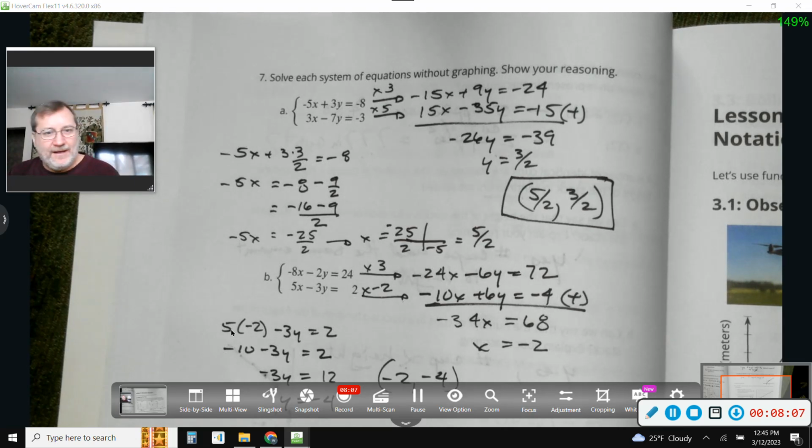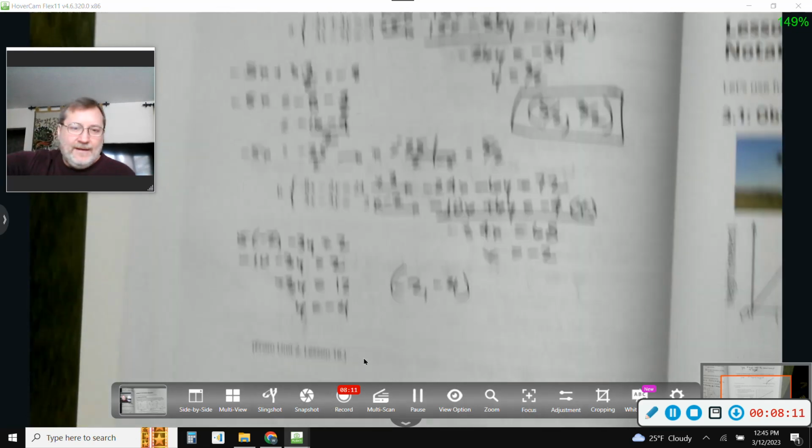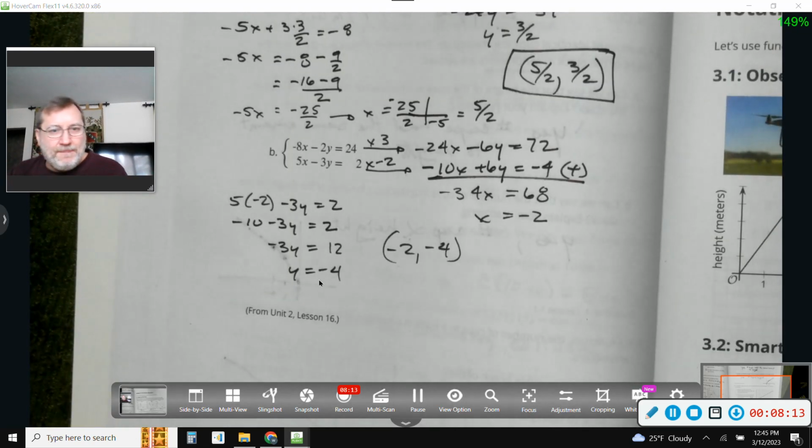So I put in the negative 2, and I do the math. And bippity-boppity-boo, y equals negative 4, so my solution was negative 2 comma negative 4. And I put in the other one to check it, and sure enough, it comes out: 16 plus 8 is 24. Yep, works. Okay. And that's all there is for the practice problems.